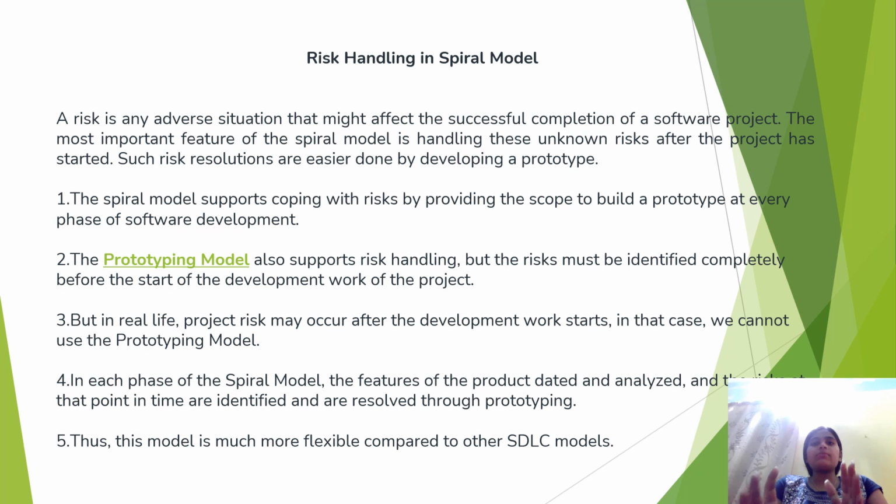The risk must be identified completely before the start of the development work of the project. But in real life, project risk may occur after the development work starts. In this case, we cannot use the prototype model. In the case of the spiral model, the features of the product are detected and analyzed and the risk is identified through prototyping. Thus, the model is much more flexible compared to other SDLC models.